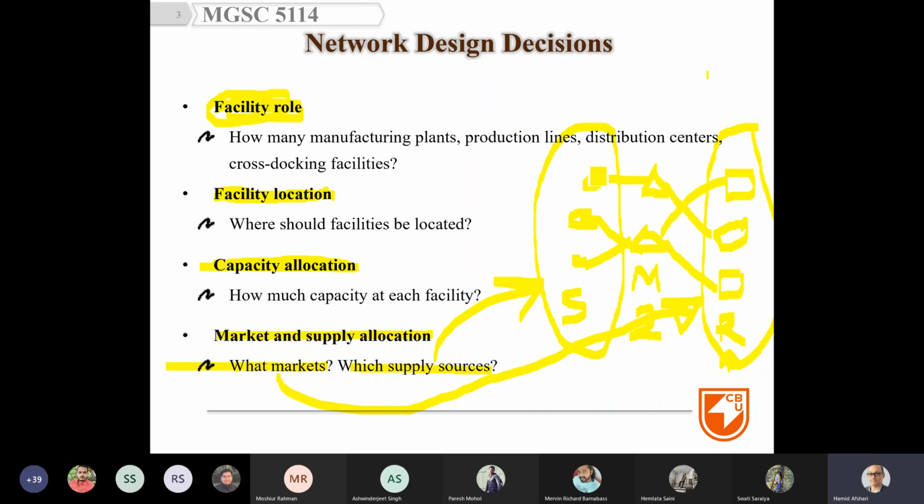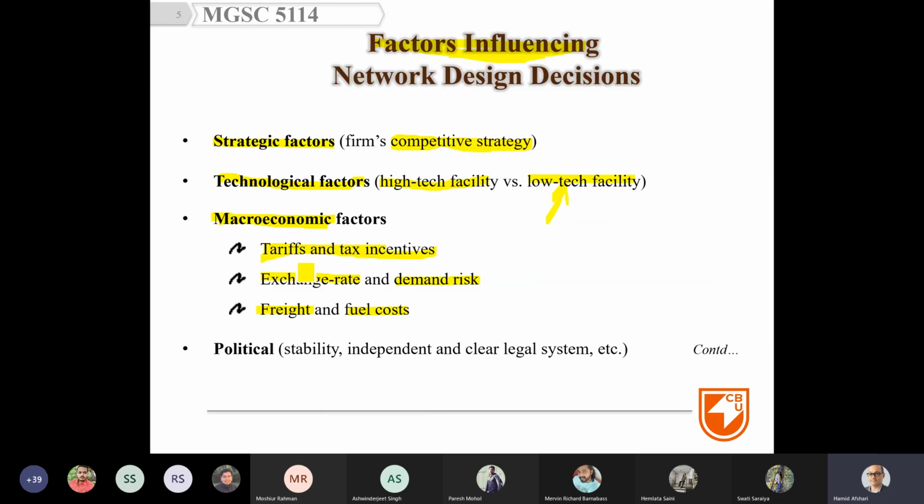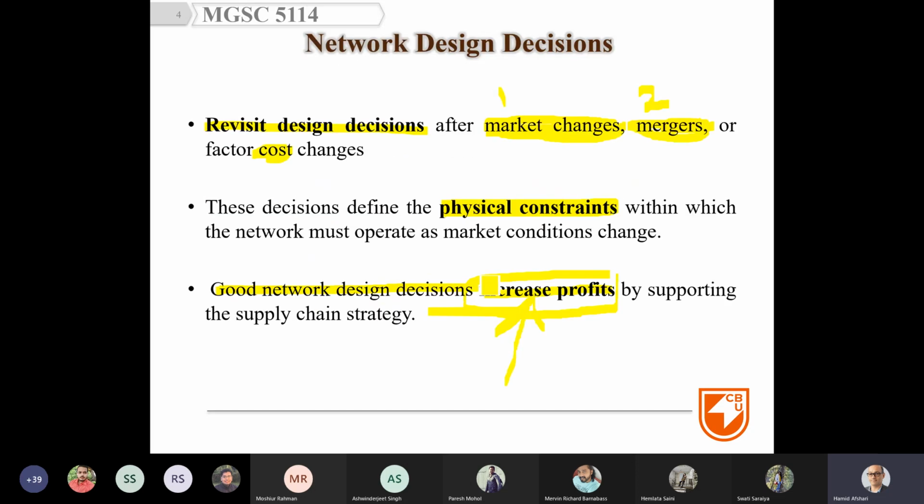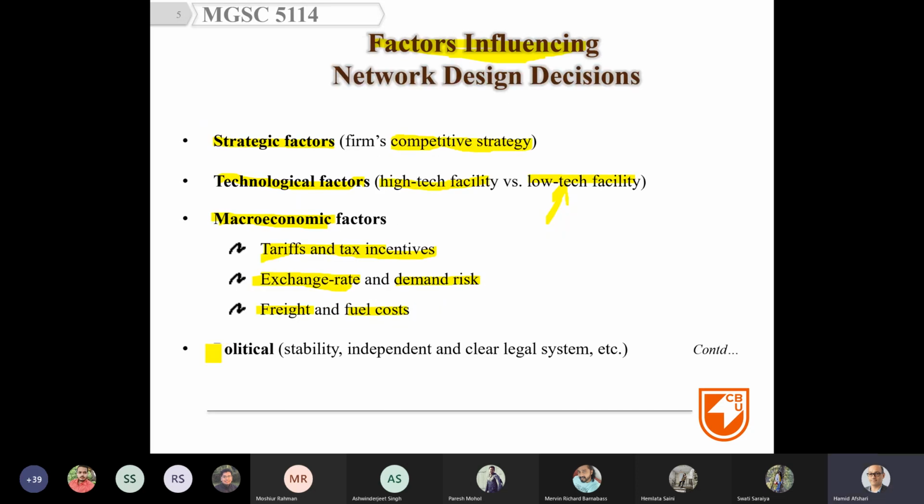So if you design a network where the manufacturing happens in a country that gives you some tax relief or an exchange rate in a good rate, what's the result of that? You're going to benefit. You will end up with profitability, which is the goal of a supply chain.